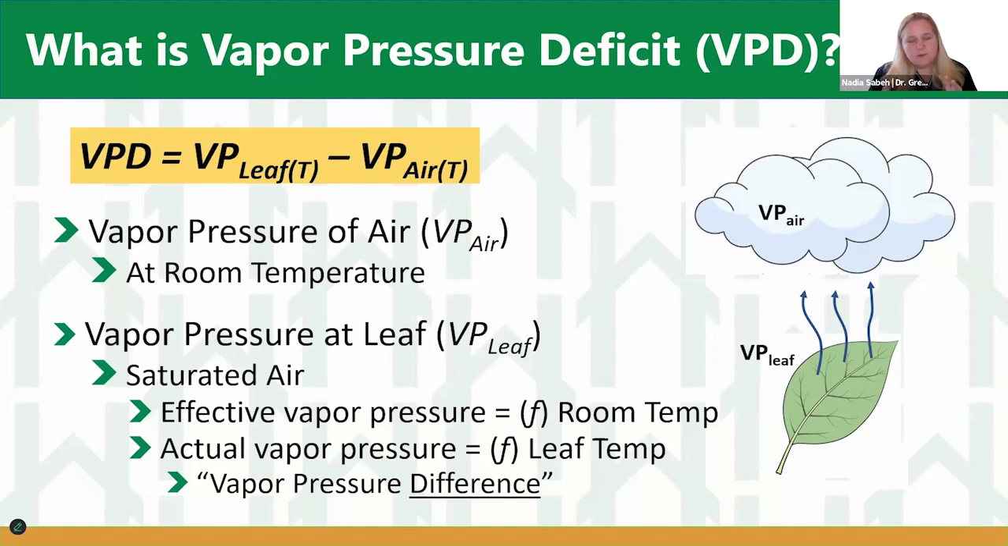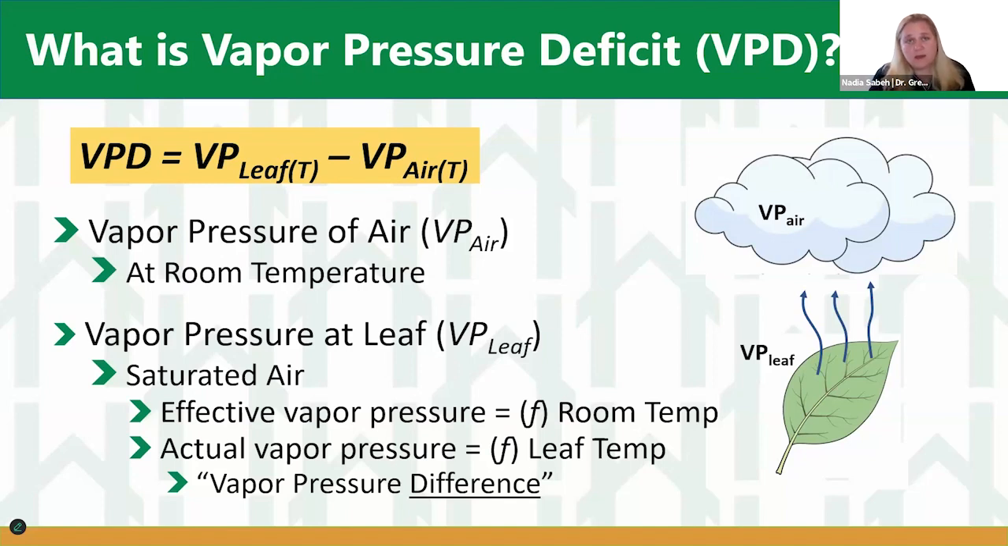So there are two ways that we think of vapor pressure deficit. One is using the room temperature. So what is the vapor pressure of the air at a given room temperature versus how much water vapor that air can hold if it was saturated at the same temperature? That's what we call vapor pressure deficit, which is traditionally what we term VPD.